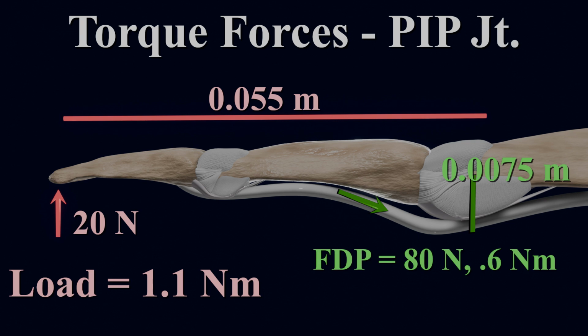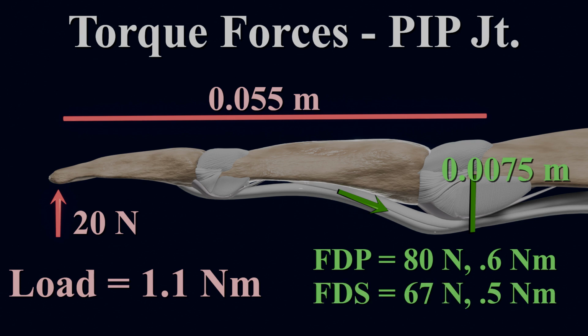The 80 newtons in the profundus tension produces only 0.6 Newton meters at the proximal interphalangeal joint. In order for the profundus to flex the proximal IP joint, the distal joint would have to be fully flexed first. This problem is resolved by adding a second tendon at the proximal interphalangeal joint. This tendon is the flexor digitorum sublimis. The sublimis can produce the extra 0.5 Newton meters with just under 67 newtons tension.